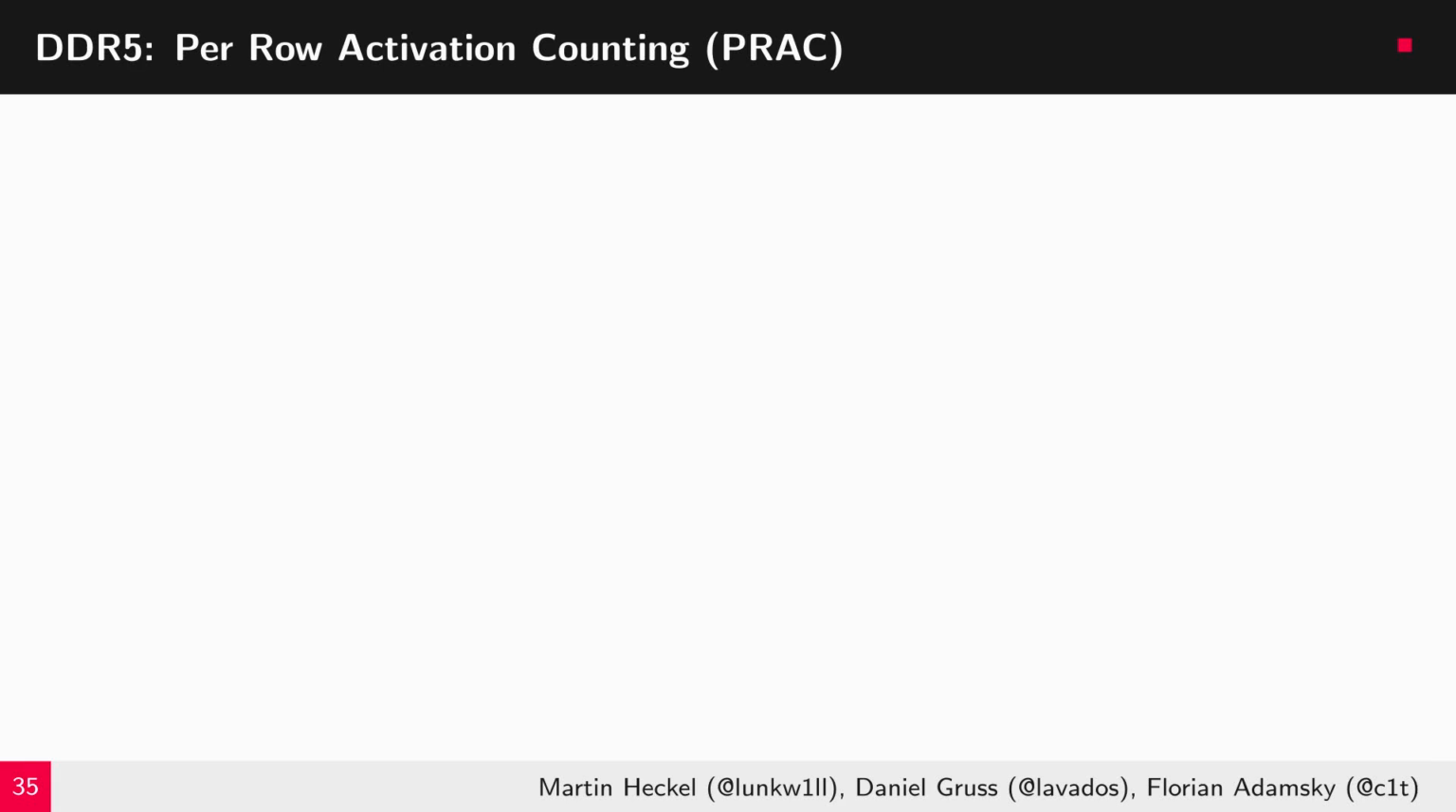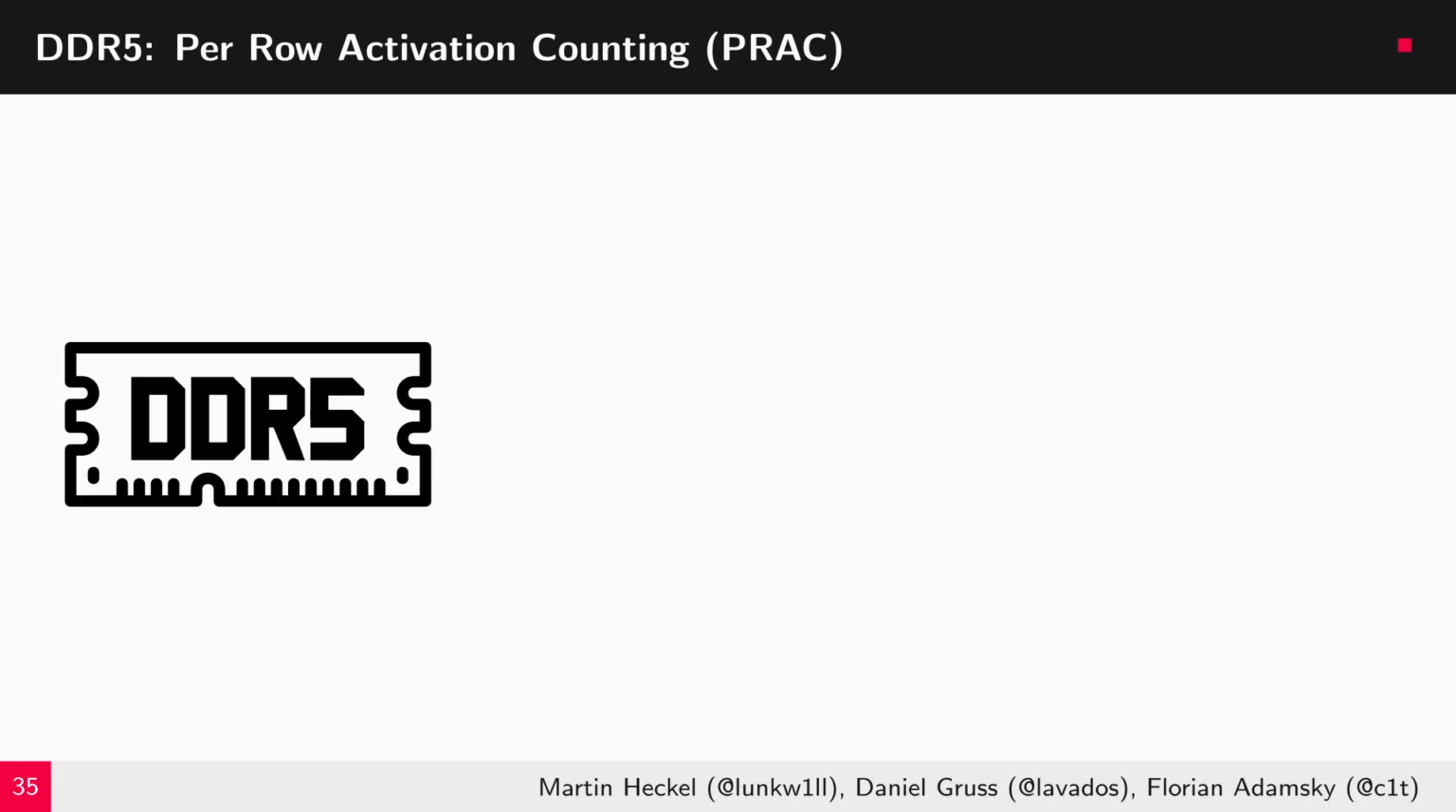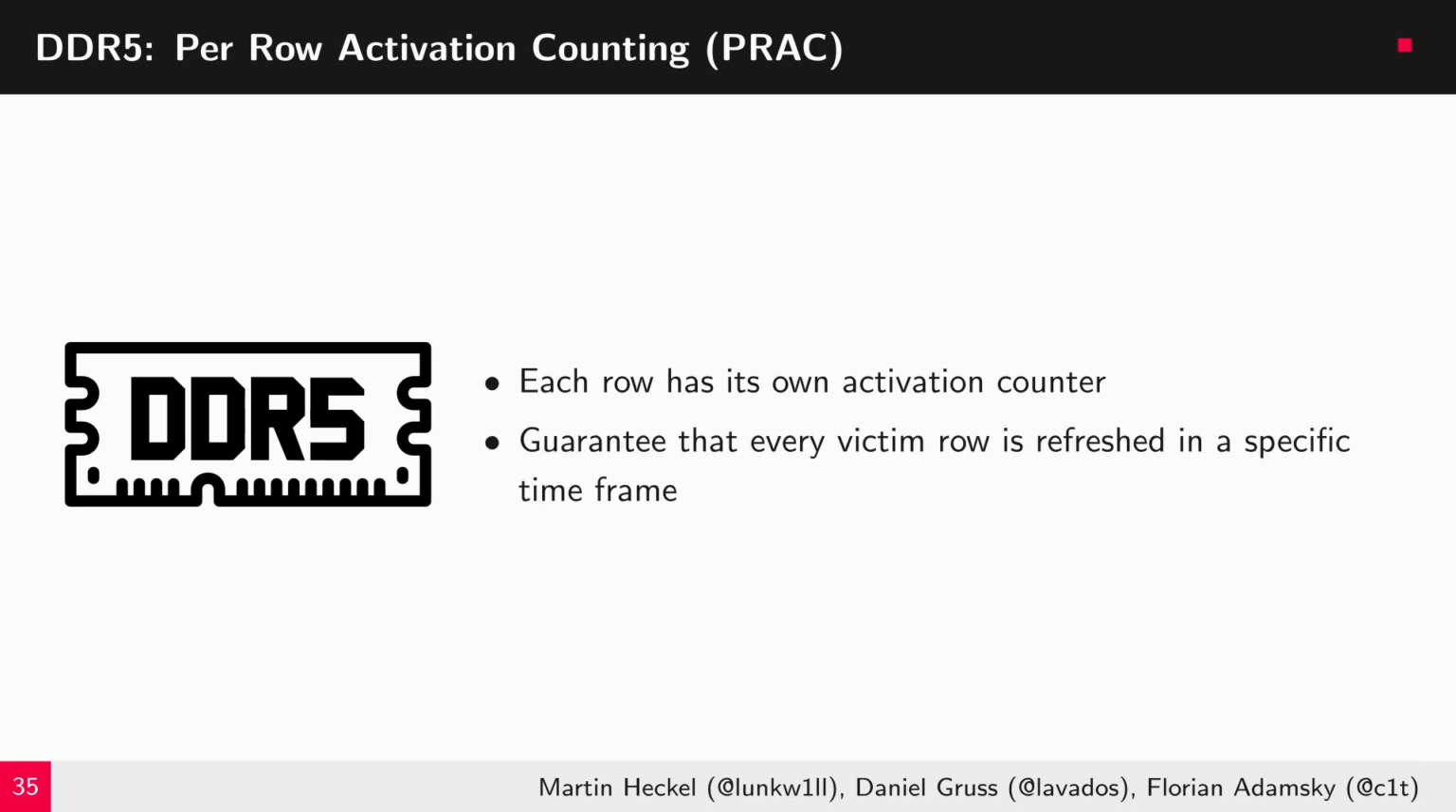So we have a new mitigation strategy called PRAC. And PRAC fixes the problems from TRR. First, we have an activation counter for each row. In TRR, you just had a couple of counters. And second, we guarantee that every victim row gets refreshed in a specific time frame, and that was also not the case for TRR. So now we are really safe.